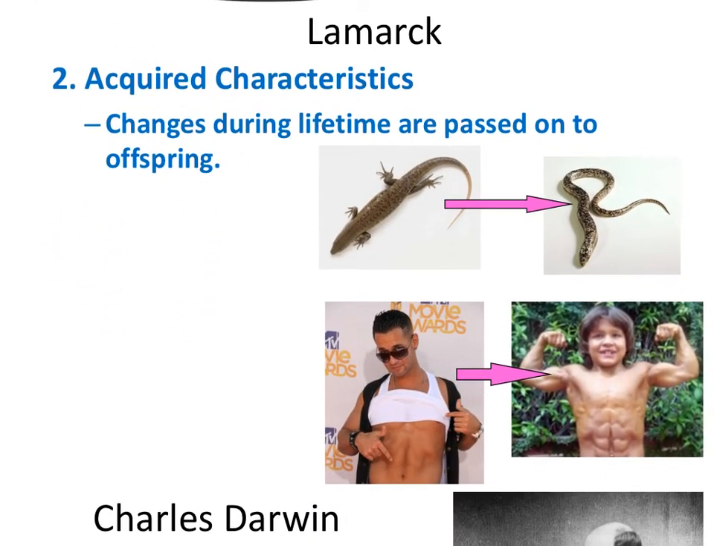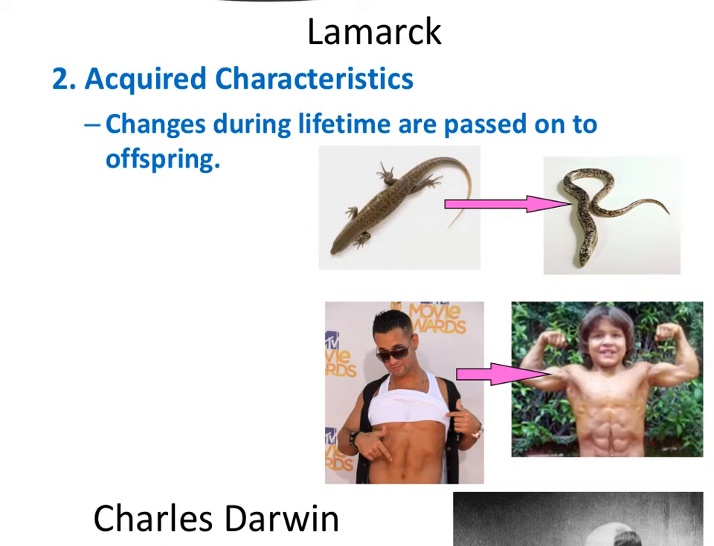Lamarck also said that changes that occur during your life would get passed on to your baby. This one I think is a little more obvious that it's not true. If I dye my hair purple, my baby's not going to have purple hair. If I get in a tragic car accident and lose my leg, my baby would still be born with 2 legs because it's in the DNA that the baby's inheriting.